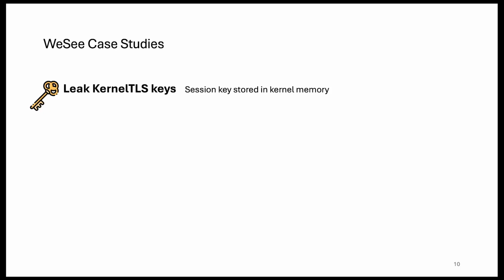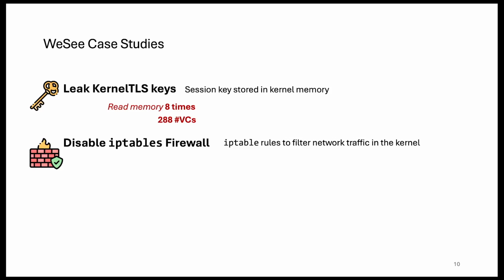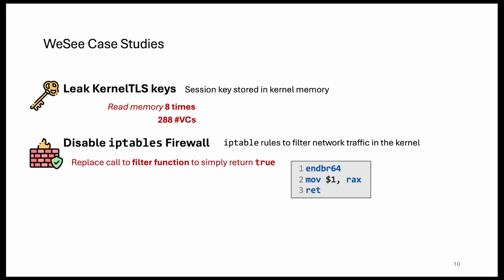In our paper, we demonstrate the WeSee attack with 3 different case studies. First, we leak kernel TLS session keys using our read memory primitives. This requires us to inject WeSees 288 times. We further demonstrate WeSee with a case study where we disable IP firewall rules. This requires us to craft a shellcode, which then replaces the filter function that's used in IP tables. This modified filter function then always returns true, hence not filtering any packet.